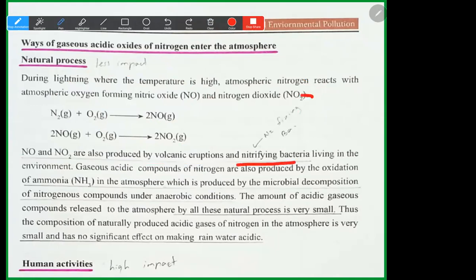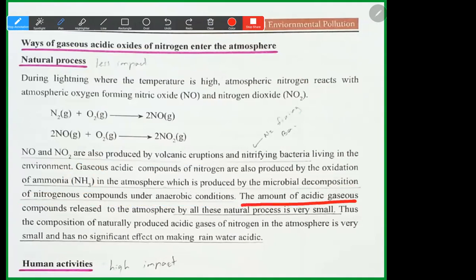Nitrification bacteria are nitrogen-fixing bacteria living in the environment. Gaseous acidic compounds of nitrogen are also produced by the oxidation of ammonia. See, we oxidize ammonia to get nitric acid. That's the Ostwald process that we did already. In the atmosphere, it is also produced by microbial decomposition. Microbes can also do that, okay? Of nitrogenous compounds under anaerobic conditions, when there is no oxygen, ammonia can convert to these acidic compounds as well.